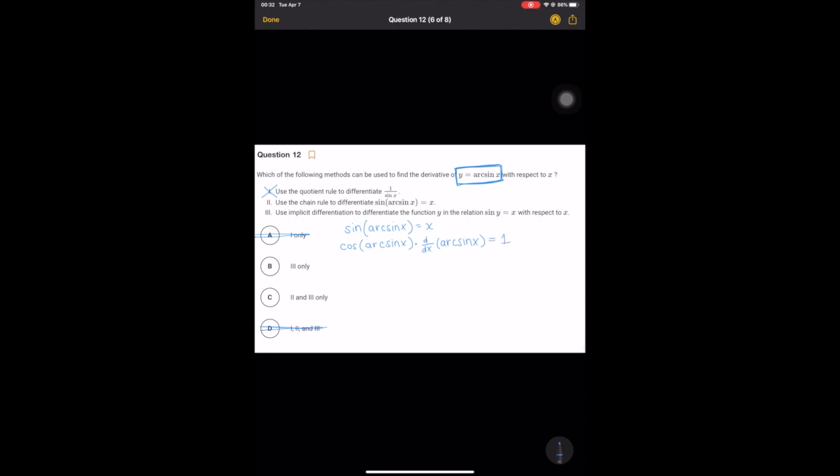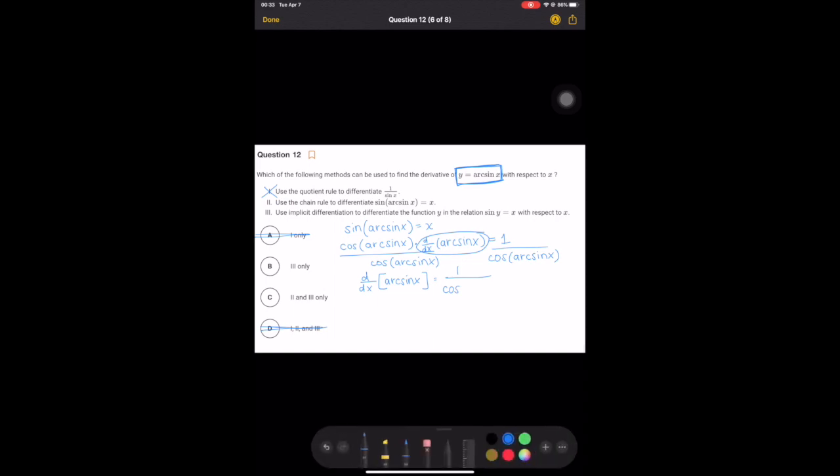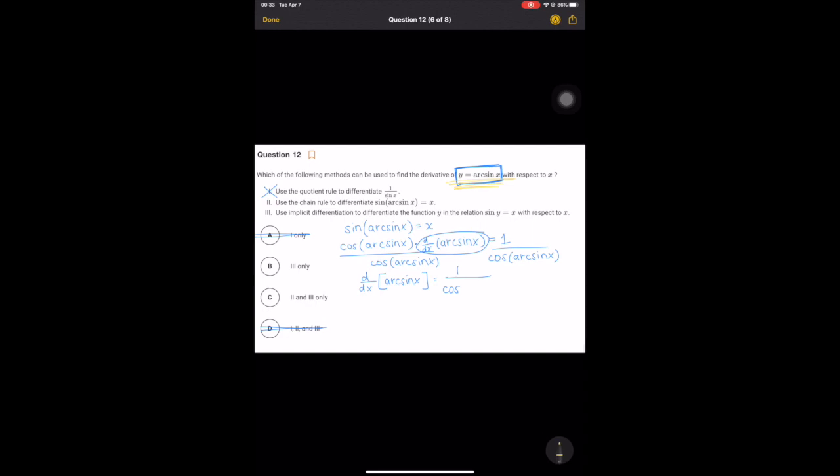Okay, now since once again we're solving for this guy, we'll divide both sides by the cosine of arc sine x. We're left with d dx of arc sine of x is equal to 1 over cosine of, and let's pull out a trick here, cosine of arc sine of x. If we look back at the original, arc sine of x is just y. So really what we have is 1 over cosine of y, and here's where the triangles come in.